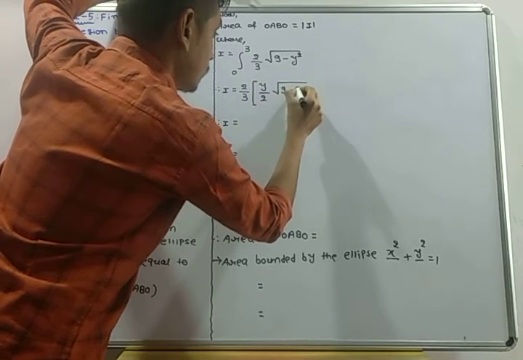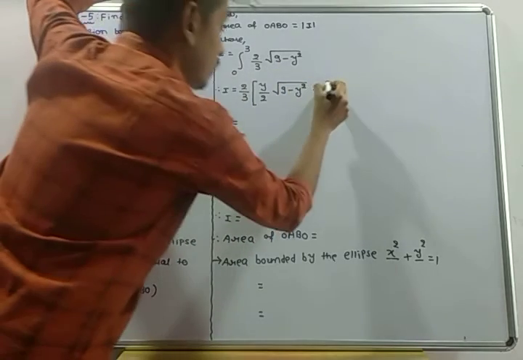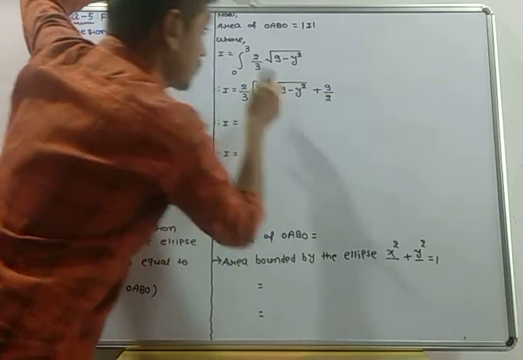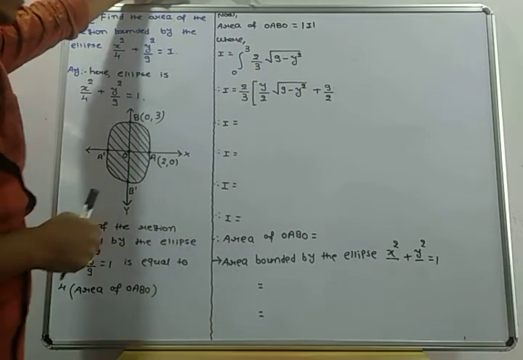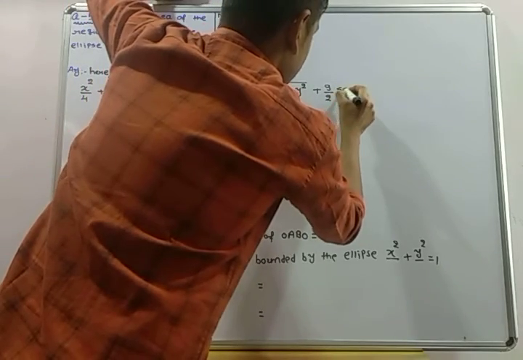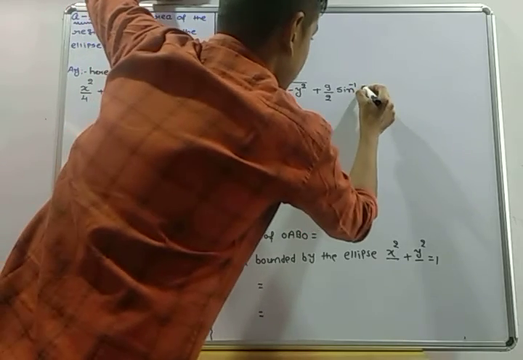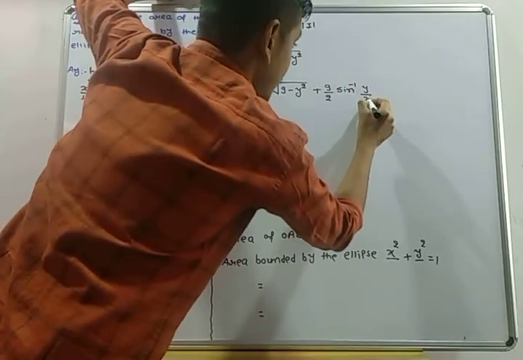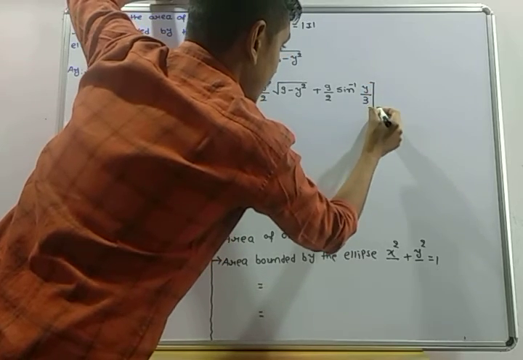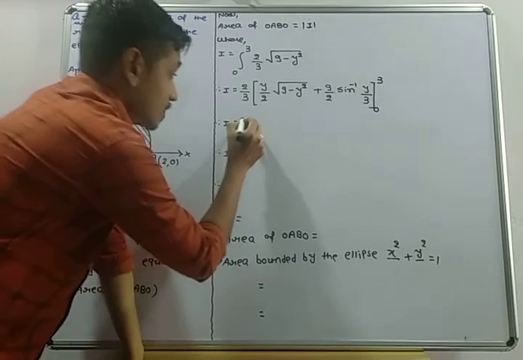9 minus y square plus a square by 2. So 9 by 2, a square means 9, so 9 by 2 sine inverse x by a, x means y, y by a, a square is 9, so a is 3. And limit 0 to 3. So this is 2 by 3.